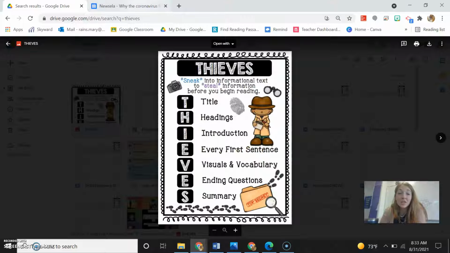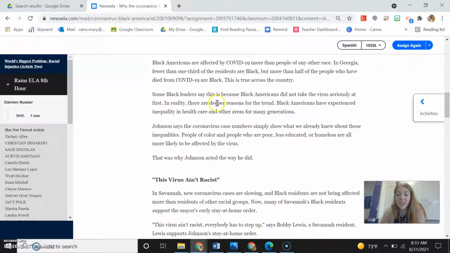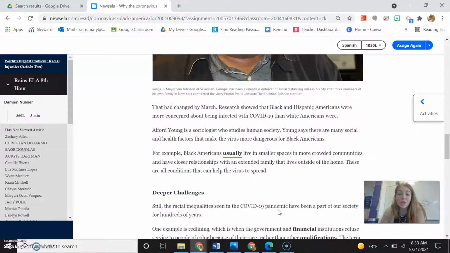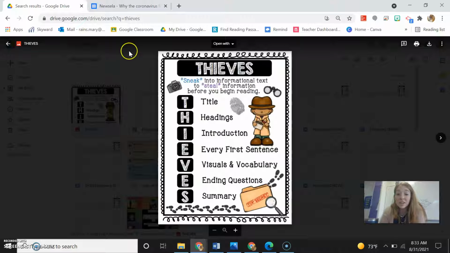Every first sentence is just how it sounds. You would read the first sentence of every paragraph or every section, depending on how it's broken up. And that should give you, again, a pretty good idea of some things you're going to be reading about.